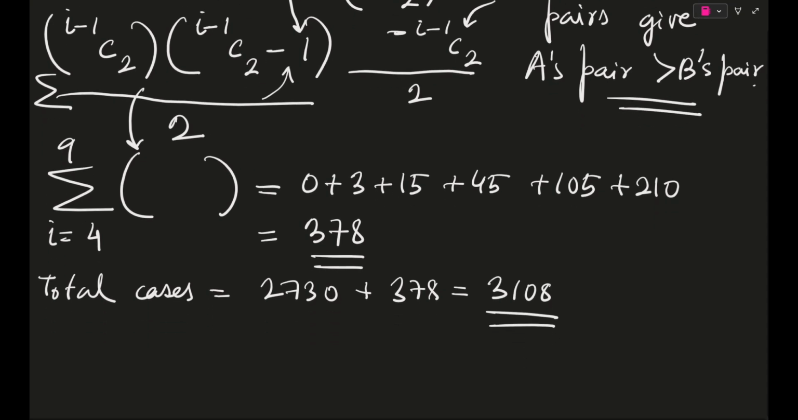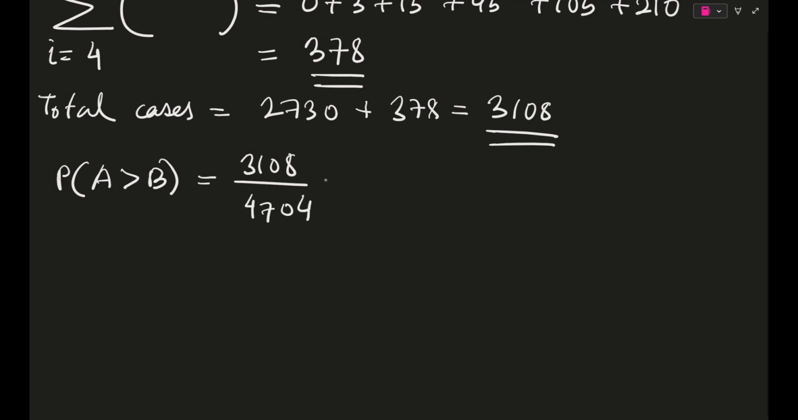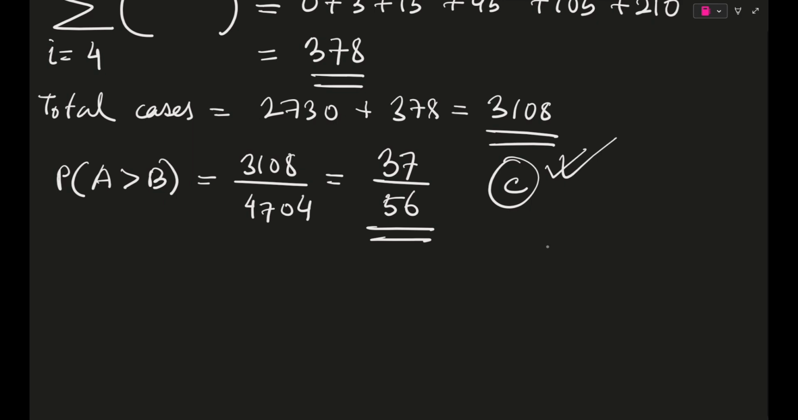Okay, so your probability of A being greater than B, not always, only greater than B, will come out to be 3108 by 4704 or whatever it was. So this will be a little bit of reduction. If you do that, it will come out to be 37 by 56, which makes option number C also correct. Option number C was indeed the most difficult option in this entire question.